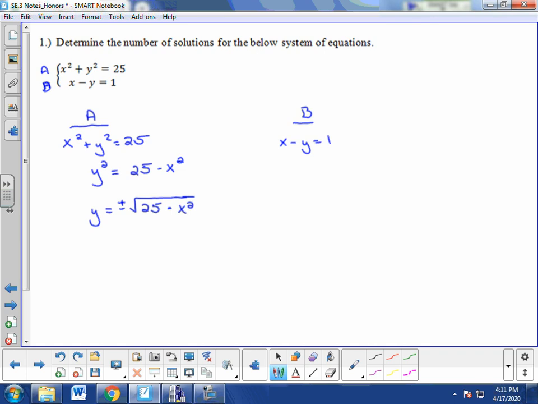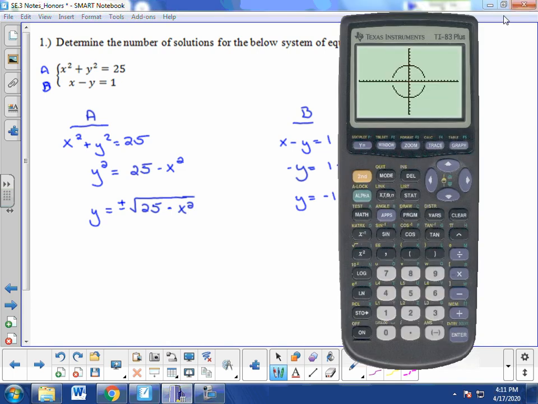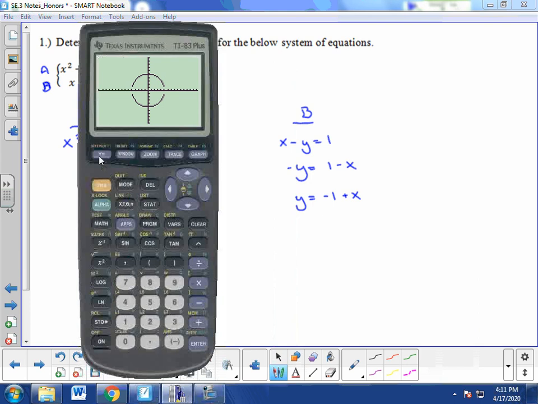I'm going to go ahead and subtract x on both sides. So that would be 1 minus x. And now I do have a negative y. So I need to divide by negative 1, which would essentially change the sign of everything. And you can reorder that if you want to, but it's not necessarily needed. And then I can type in the equation now, negative 1 plus x into my graphing calculator.